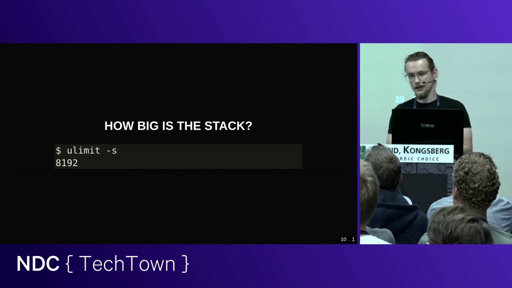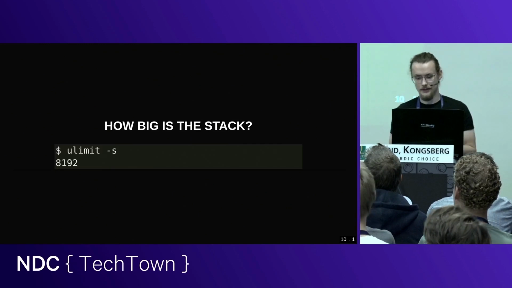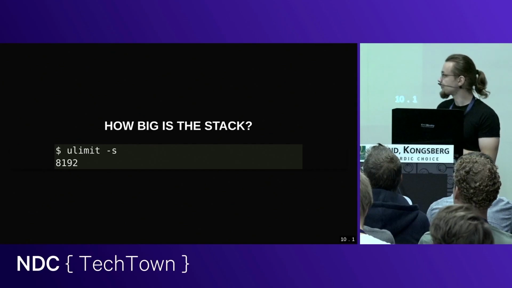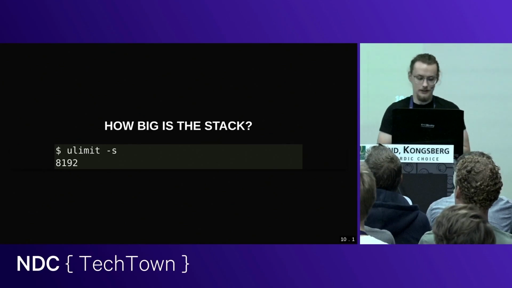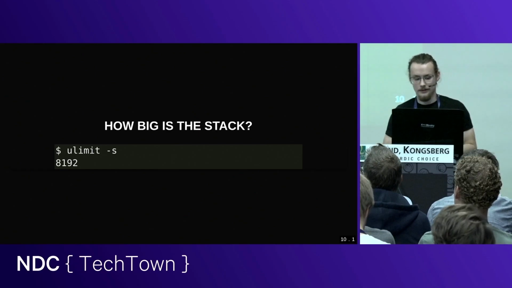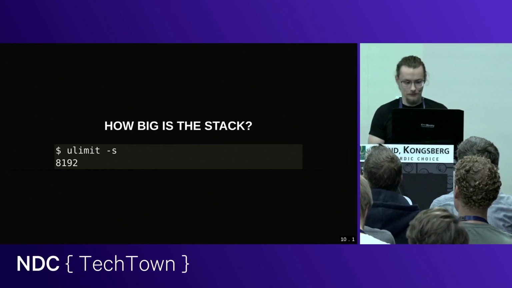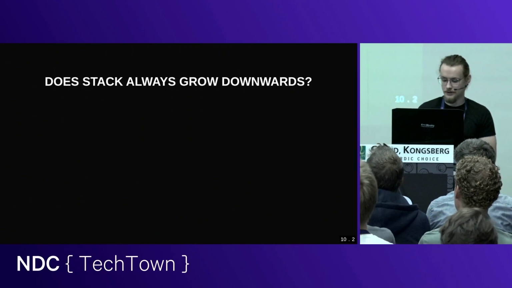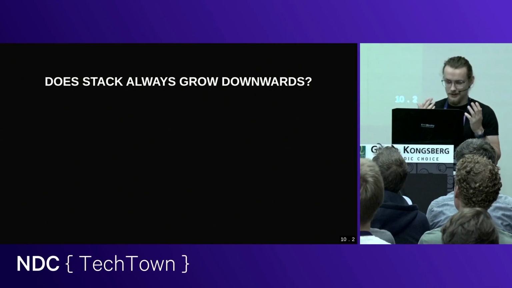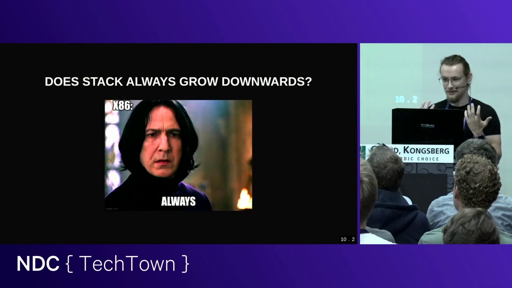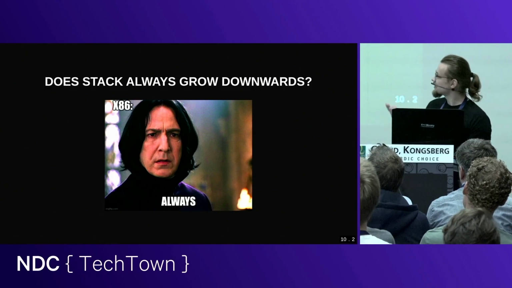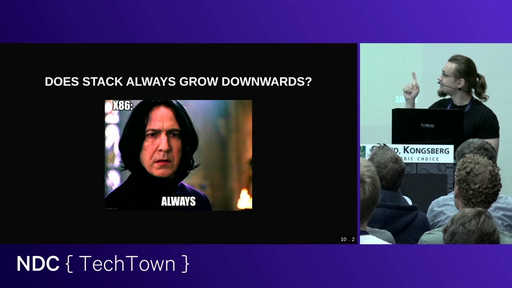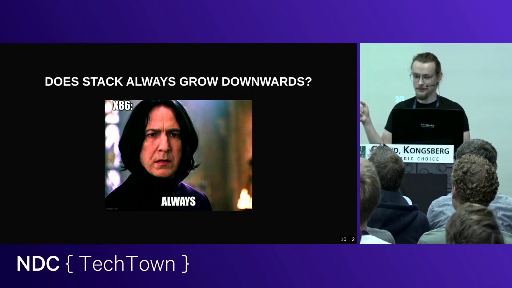I can check it by using ulimit -s, so the default size on my machine is 8 kilobytes. It can be changed, but within some limits, so you cannot set it to like 1 petabyte. There are limits in Linux which you can set it to. And the very important question, which I was always wondering: why does the stack always grow downwards? Can it not grow upwards? And the answer is, on x86, it always grows downwards.